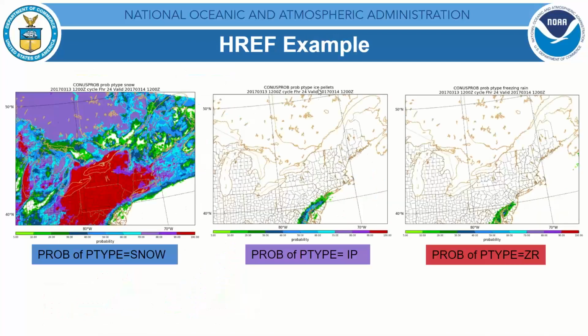On the HREF, it's done in a similar way. You have different probability of precipitation types. So on the left, we're looking at snow. In the middle, we're looking at sleet. And on the right, we're looking at freezing rain. Rain is not shown here. But again, you get the general sense. Your highest probabilities of snow are here across New York, Pennsylvania, and inland areas. You've got a small area of sleet from D.C. up into New Jersey, and even a little area of freezing rain just to the east of that.